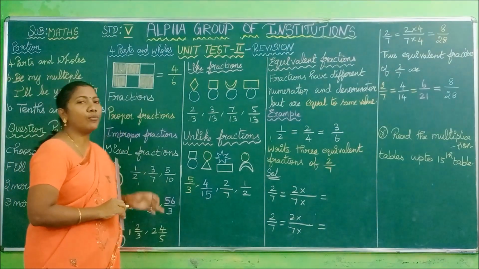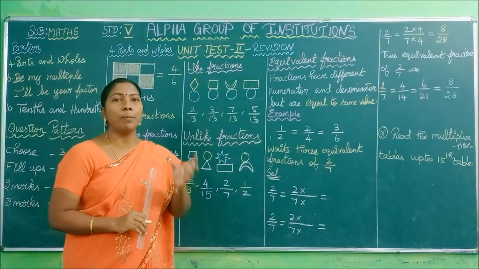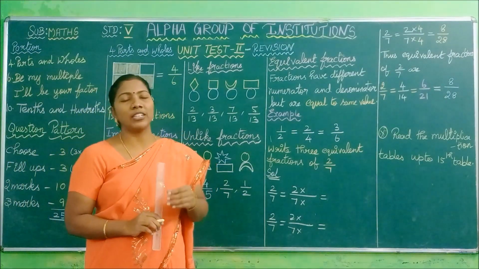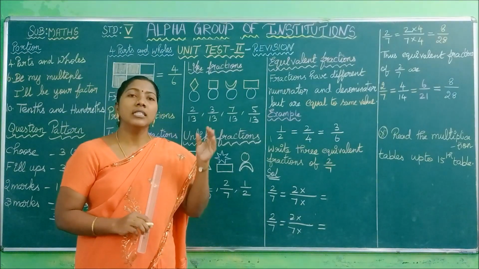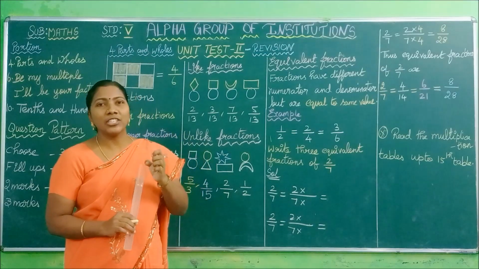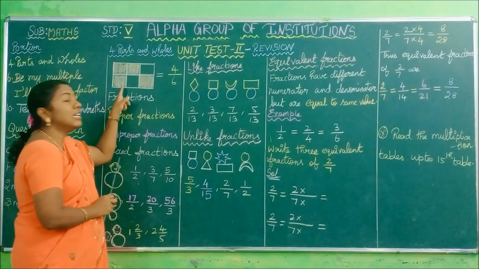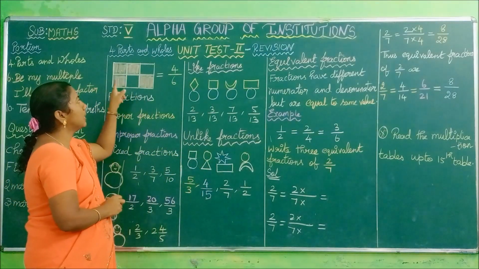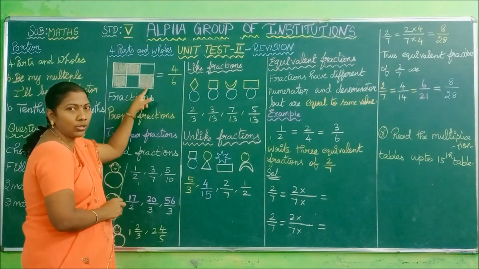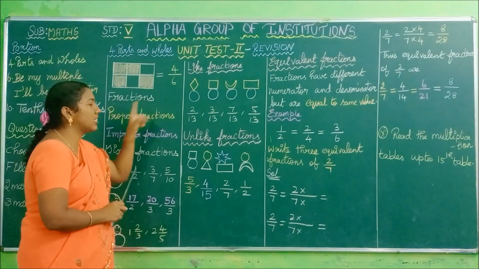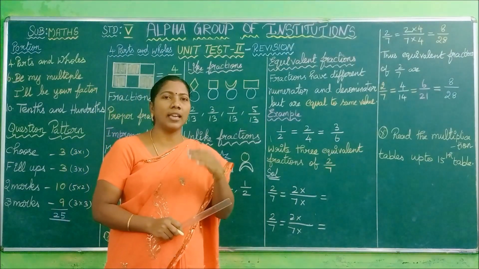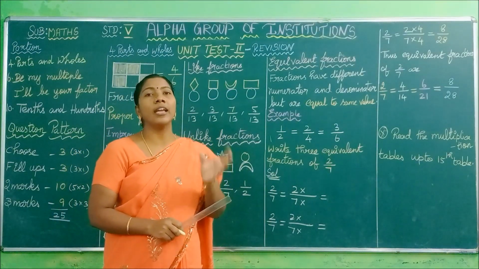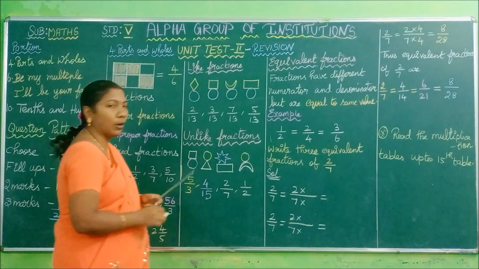What is the definition of a fraction? A fraction is a part of a whole. The whole may be either a single object or a collection of objects. See here, this is a single object. This single object is divided into some parts. Thus we define a fraction as a part of a whole. The whole may be either a single object or a collection of objects.